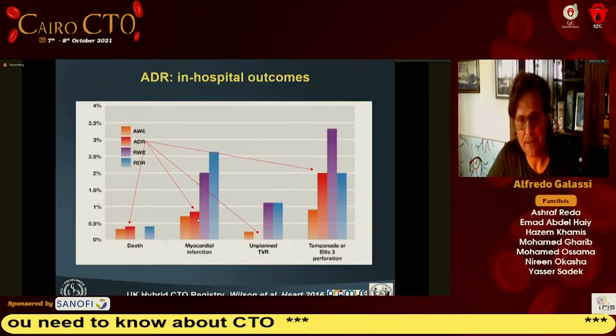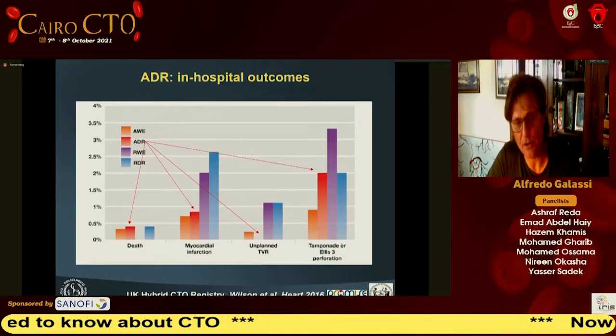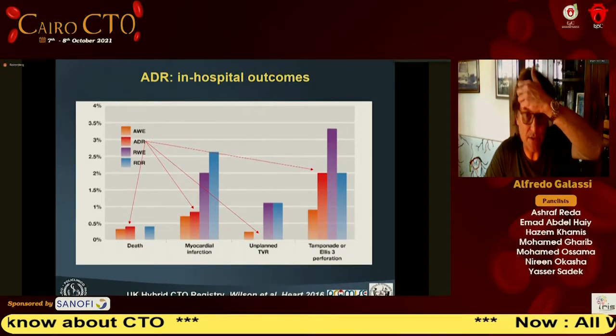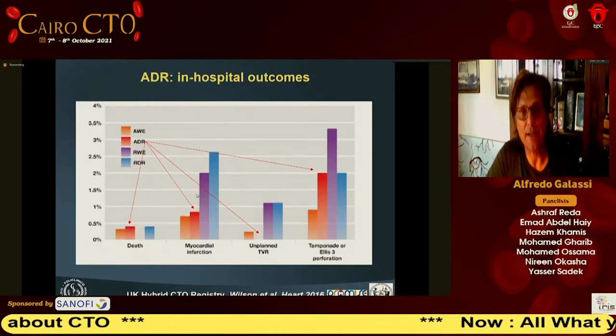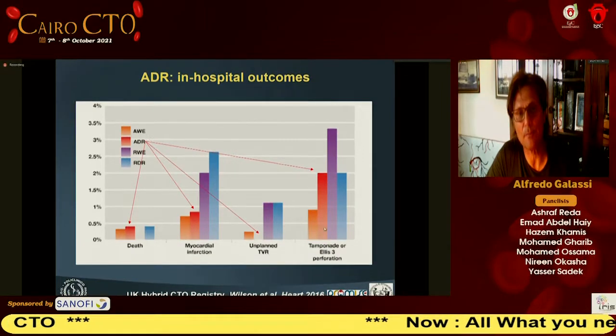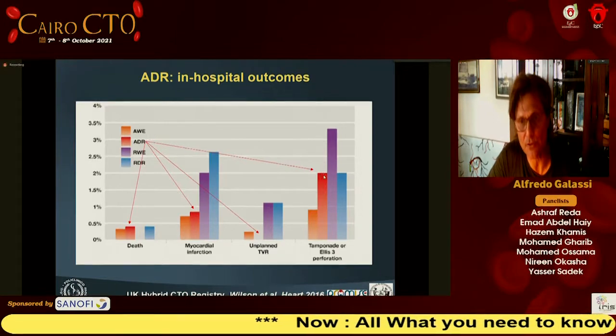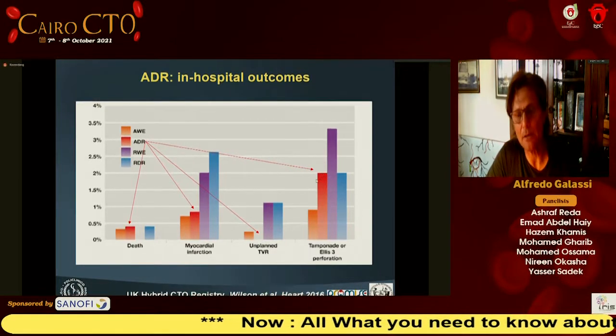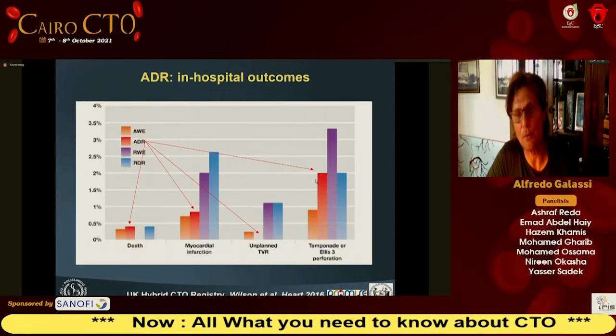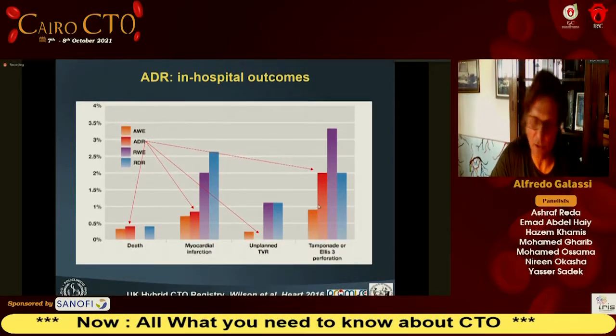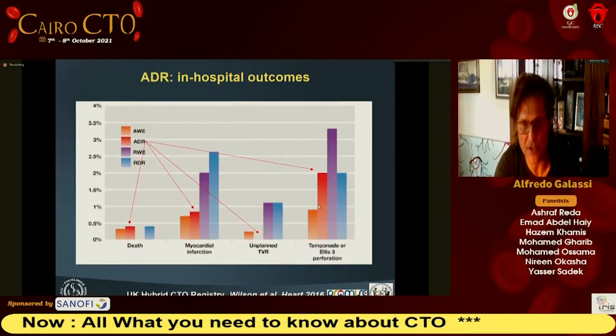Also, we realized, from the UK CTO registry, that ADR is not complicating the procedure, except for some perforation that can happen. But I would say that this is probably due mainly to the heavy polymeric wire, while the use of soft polymeric wire causes much less.